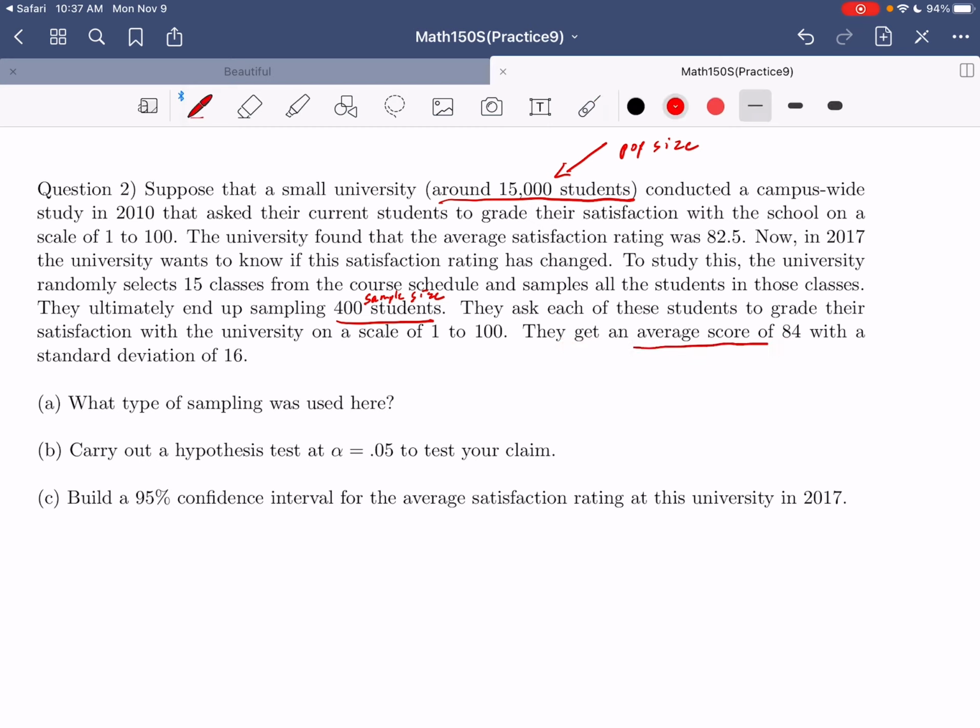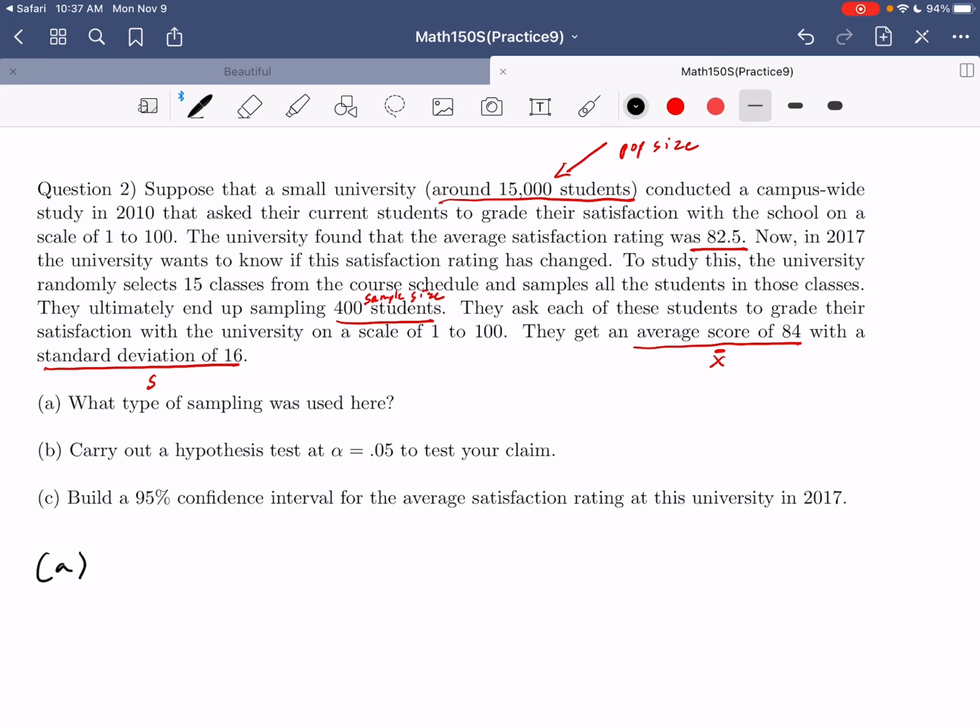So this average score of 84, that's going to be our x bar. How do I know that that's our x bar? Well, because that's the average of the sample. So that's our x bar. And the standard deviation of 16, that's going to be our s there. Okay, you notice the only thing that we didn't identify yet is what this 82.5 is going to be. It's certainly going to be important, but we'll have to think about what that actually is going to be. So let's go ahead and get started with this.